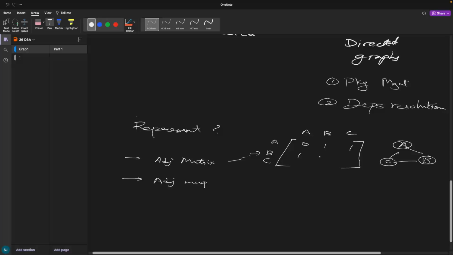Yeah. Is B connected to B? No. Is B connected to C? Yes. C connected to A? Yep. C connected to B? Yep. C connected to C? Nope. So this is your adjacency matrix.